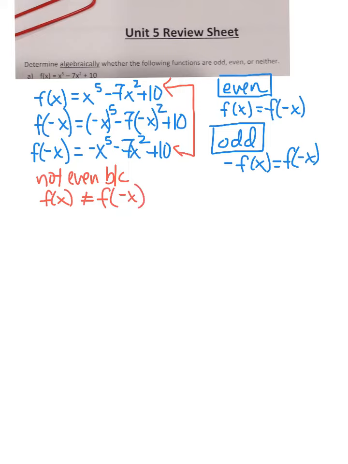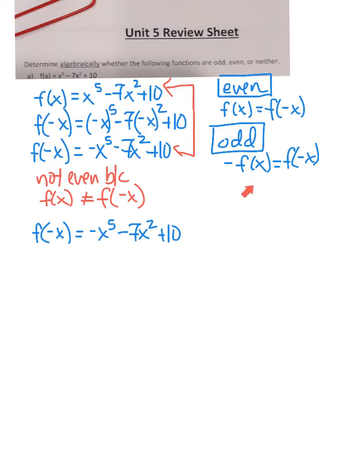All right, so then the next rule that we're going to test for is odd. Well, odd says negative f of x equals f of negative x. Well, we know what f of negative x is. Let's steal it from the first part up there. So we know that f of negative x is negative x to the 5th minus 7x squared plus 10.